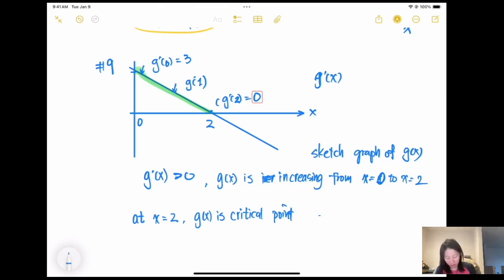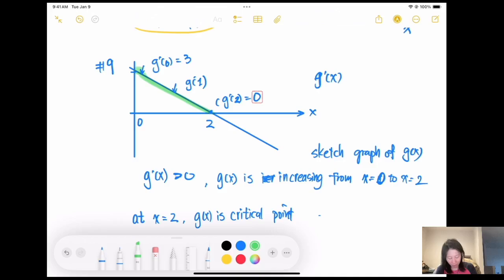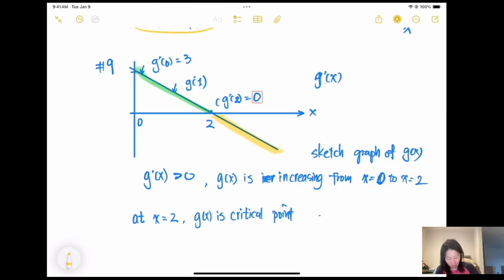Okay, now the second part is when it's below the x-axis, after 2. When x is greater than 2, g prime of x is less than 0. It's below the x-axis. If it's below the x-axis, that means the original function g of x is going to be decreasing.